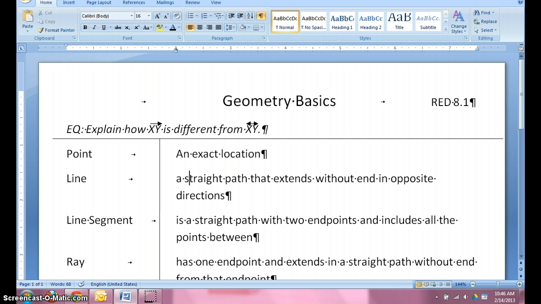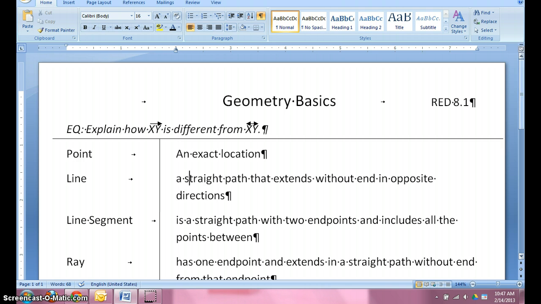Your first words, we're going to put all the words on the left and definitions on the right. As I'm sure you can tell from the background noise, I'm doing this during class, so you might want to turn your volume up. Point: an exact location. At the bottom, after we've done our definitions, we will practice how to write these.